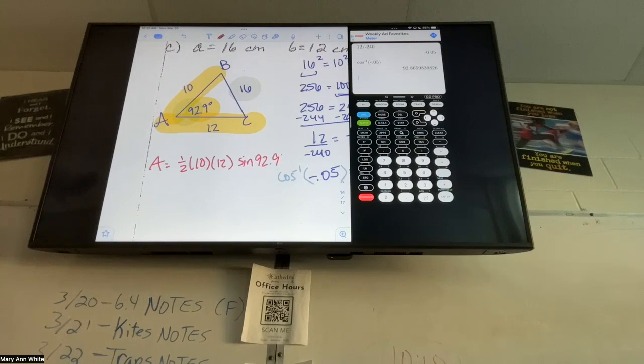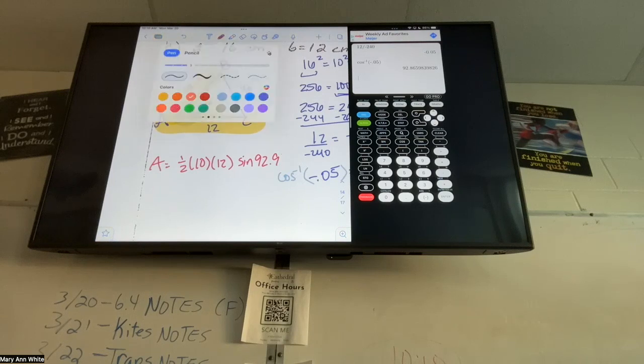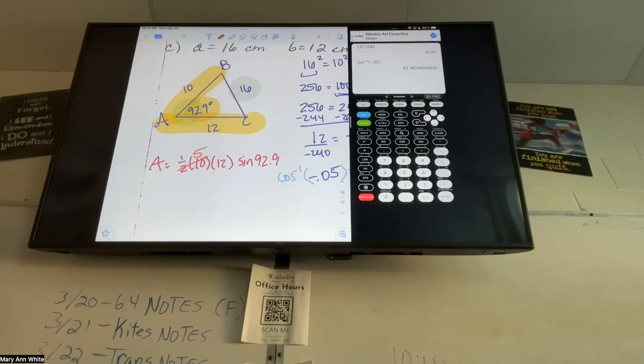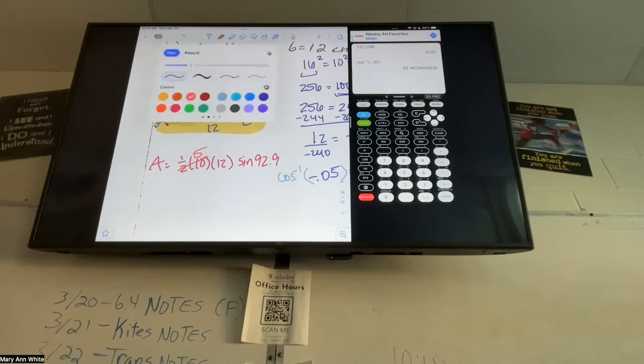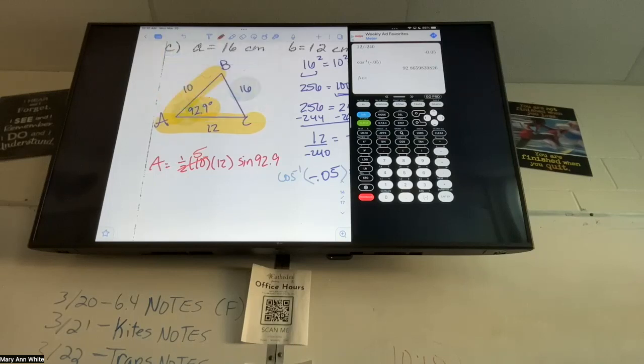I will do my quick little simplify. You only get to do 1/2 of one of the numbers. So I'm gonna do 1/2 of 10, not 1/2 of 10 and 12, only of one of them. So 5 times 12 times sine of 92.9, and I get my area is 59.9, and it's still in centimeters.